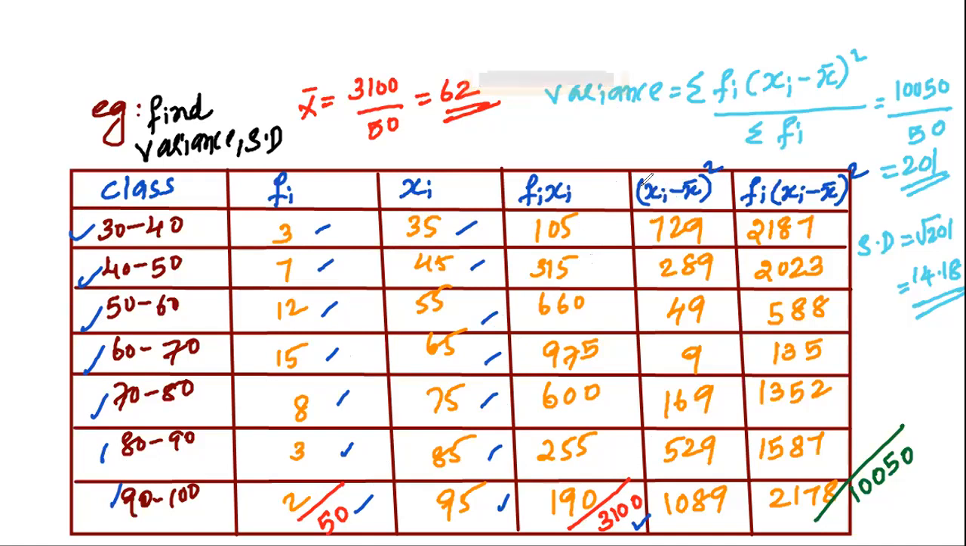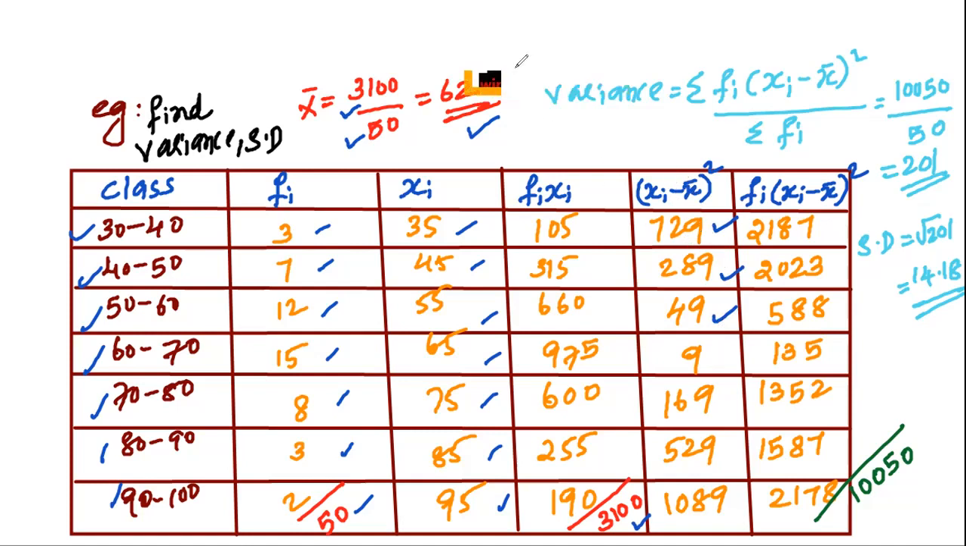Then after that, let me find the value of x bar. We know x bar is equal to sigma fi xi by sigma fi, that is 3100, the total fi xi, divided by the total fi, which is 50. I'm getting x bar equal to 62. After getting x bar equal to 62, we construct the table of xi minus x bar all squared, which means from each xi value we have to subtract this mean 62, then we have to square it. So first will be what? 35 minus 62 squared, that is 729. 45 minus 62 squared, that is 289. 55 minus 62 squared, that is 49, and so on. We have to fill the table of xi minus x bar all squared.